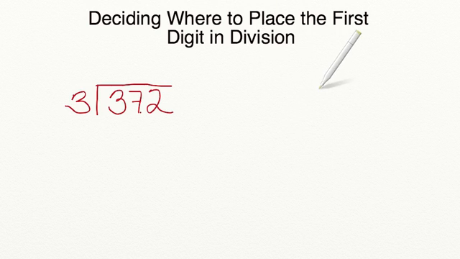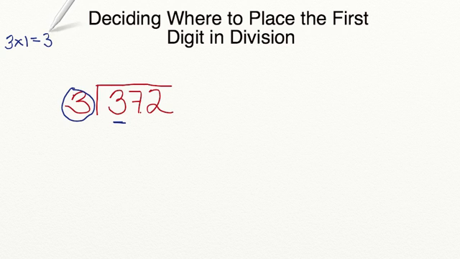So let's go through the steps for deciding where to place the first digit in division. We're always going to start on the furthest number to the left on your dividend. So we want to find out how many times our divisor can fit into the first digit of our dividend. So let's write 3 times 1. Can we fit 3 into 3 one time? Since 3 times 1 equals 3, that means we can fit 3 into 3 one time. So we are going to write our number 1 right above the 3 in our first place value. 3 times 1 equals 3.